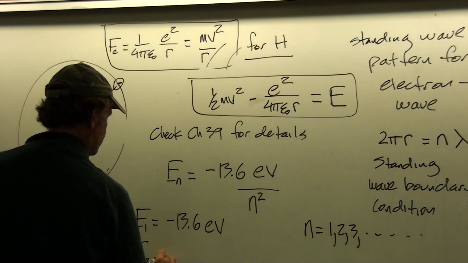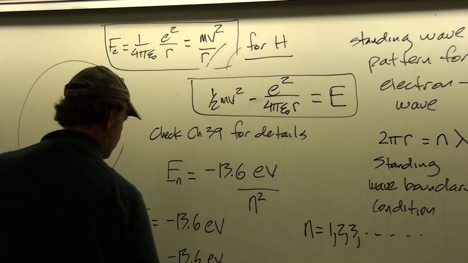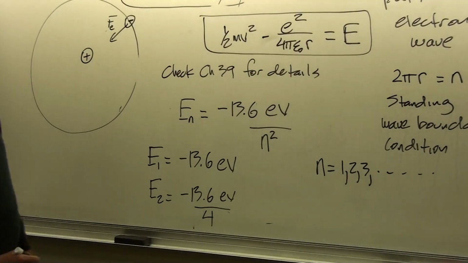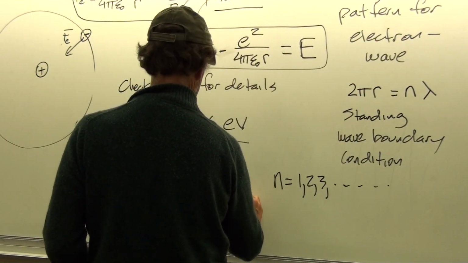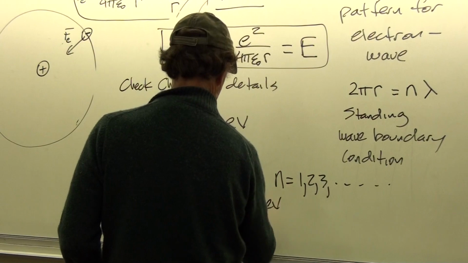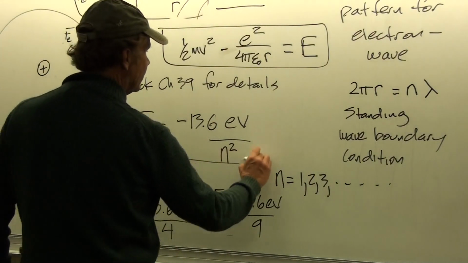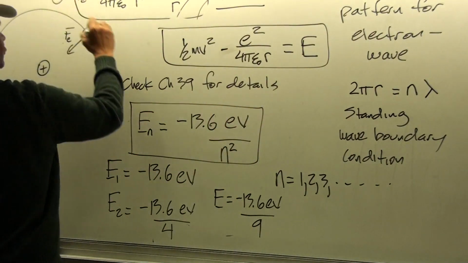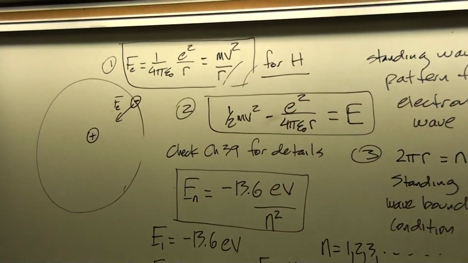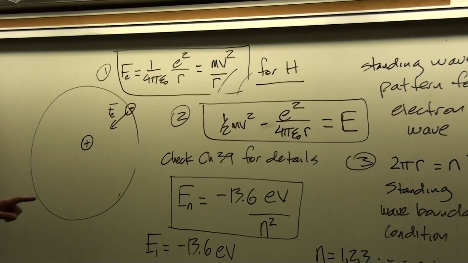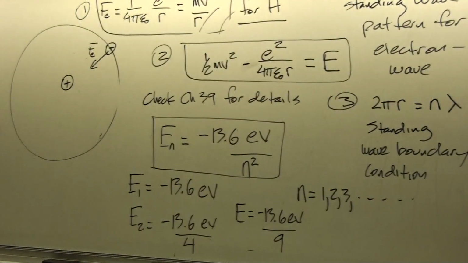E2 would be equal to minus 13.6 eV over 2 squared, which is 4. E3 would be minus 13.6 eV over 9, or 3 squared, etc. So this result just comes by solving equations 1, 2, and 3 simultaneously. Just putting all of that information together, we get this expression for the energies. So sure enough, that's the kind of thing we're looking for over here.